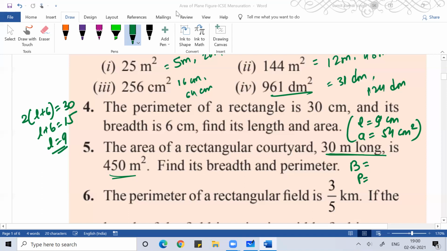So the breadth, how much do you get, Dhoni? 15. 15 meter you will get as breadth. Yes, 15 meter, 450 divided by 30. So 30 plus 15 is how much? 45, 45 twos are 90. 90 meter would be the perimeter. Correct, na, Dhoni? Yes, sir.